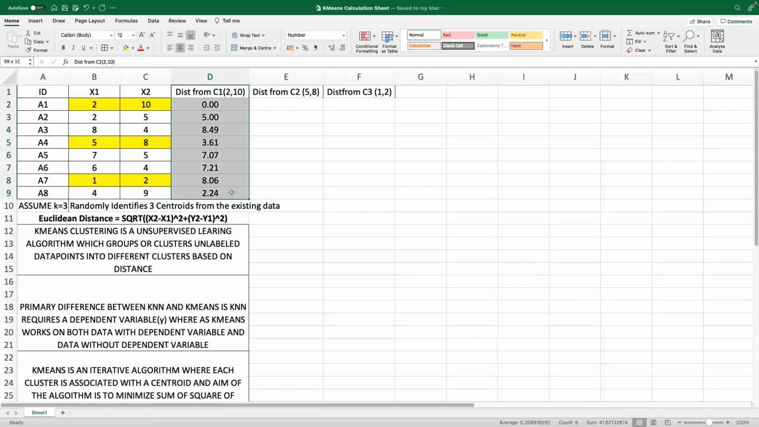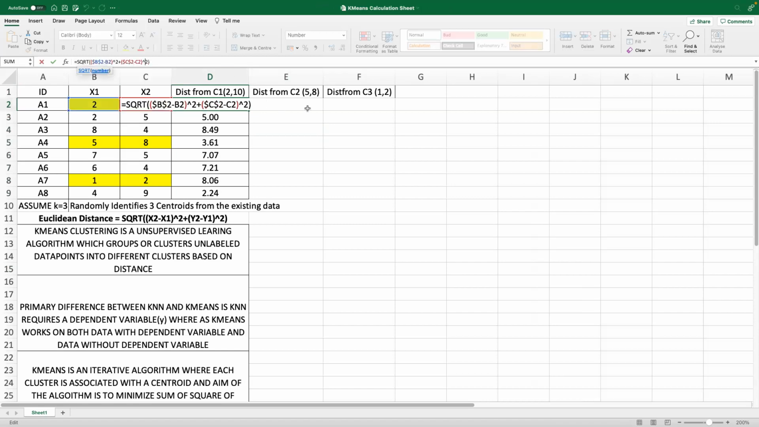So this is the formula for the distance between the first centroid and the other observations. Square root, with 2 and 10 as our x2 and y2, so we have to fix them. And the first observation is the same value. We are taking it as a free cell, because the free cell has to change. As you drag the formula down, the cell value has to change. That is what we are doing here.